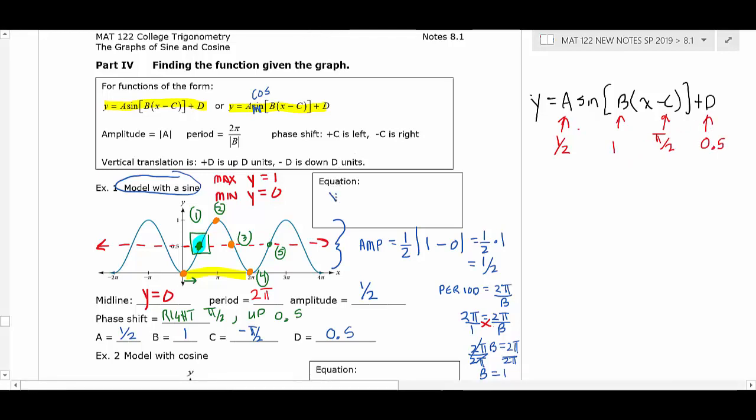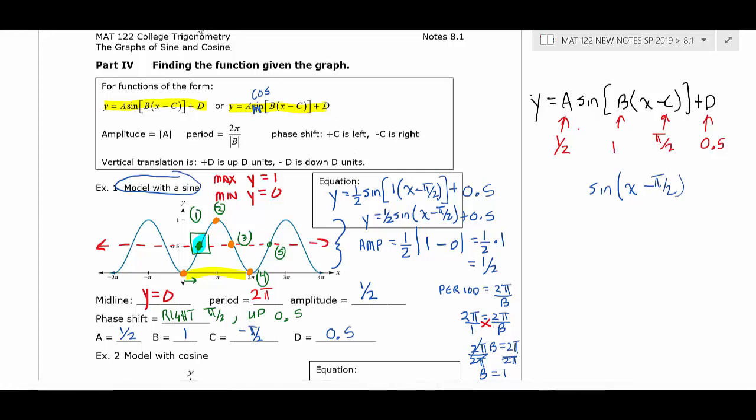So we'll have for an answer y equals 1/2 sine of 1 times x minus pi over 2, and then plus 0.5. Now you can obviously leave that 1 off of there and just write this as sine of x minus pi over 2. That's the way I'm going to write the final answer: y equals 1/2 sine x minus pi over 2, and then plus 0.5. All right, so that'll take care of the answer to that problem then.